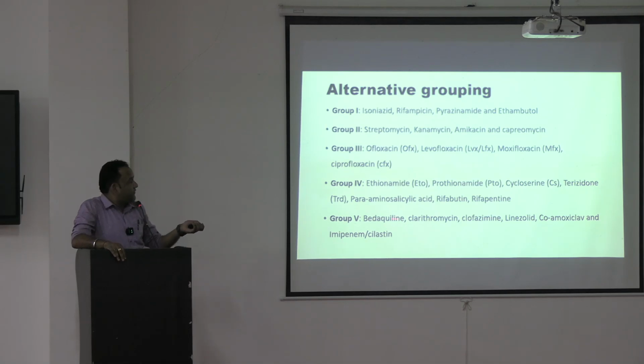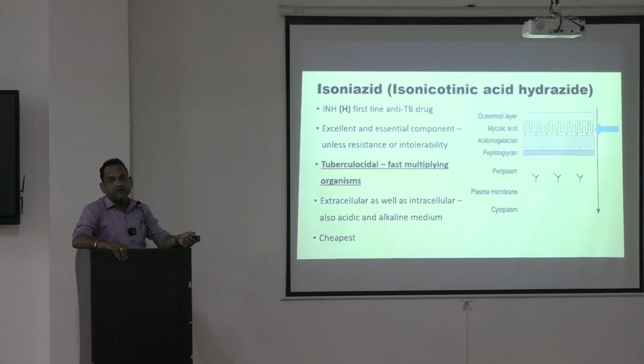And there is group 5, which is the other group of drugs reserved for the final stage, like bedaquiline, clarithromycin, clofazimine, linezolid, delamanid, pretomanid, etc. These are drugs which have been newly introduced, and their efficacy has not been confirmed as much, unlike the group 1 drugs. Okay, so let's come to the drugs one by one. The first drug in every regimen is isoniazid. The code sign is H.